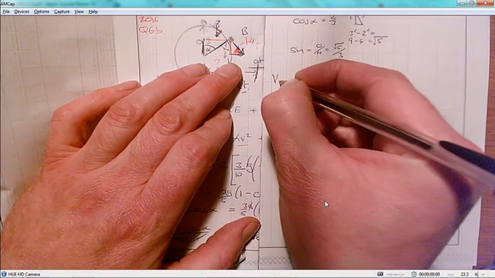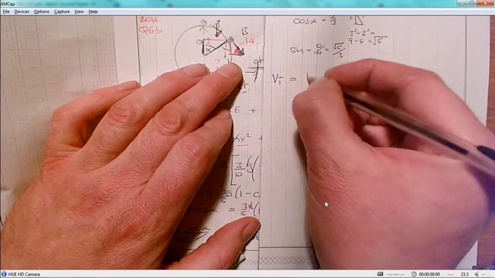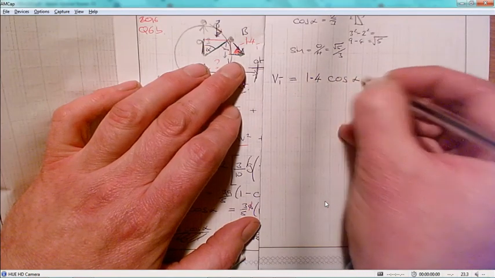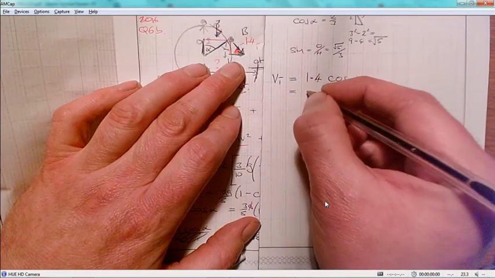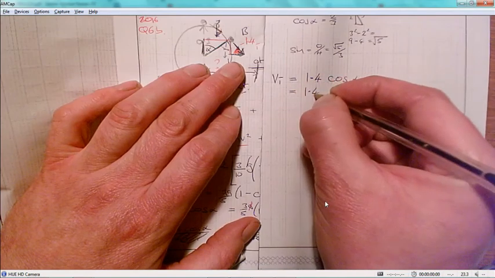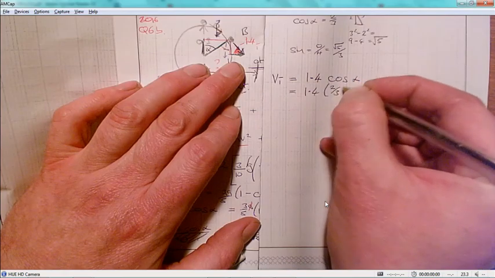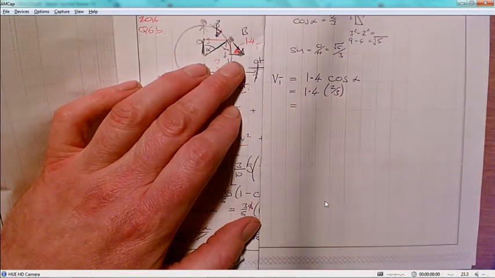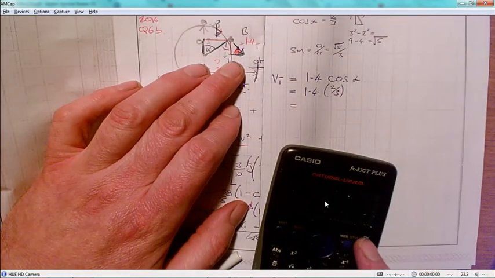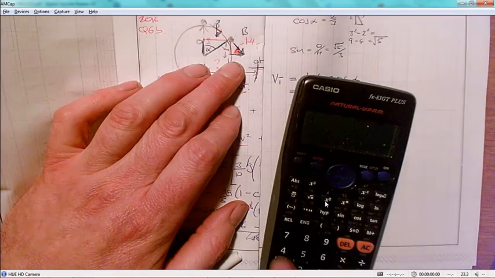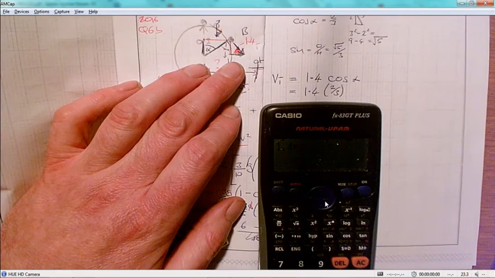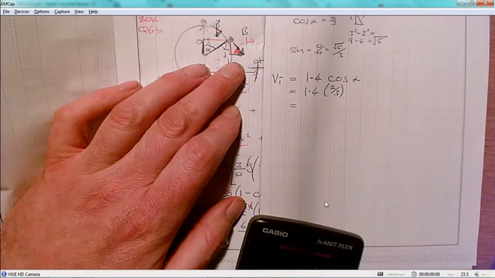So the V in I is equal to 1.4, that's the total velocity, times cos alpha. So that's 1.4 times 2/3. It only matters at the time of launch. And that's 14/15.